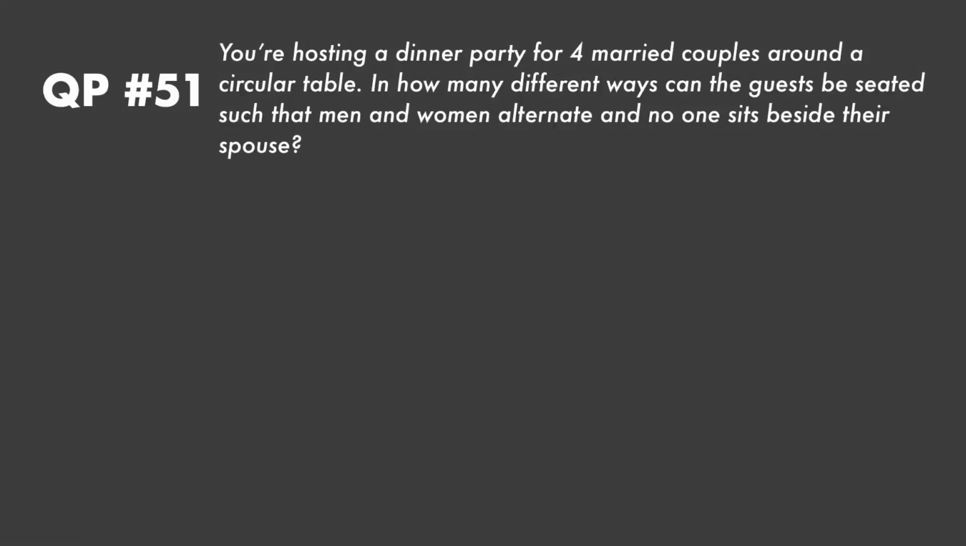Hello everyone, today let's take a look at Quantipus number 51, which is another circular combinatorics question, and it's just going to be a little bit more involved than the last one. It's basically an extension of that. You're hosting a dinner party for 4 married couples, so 8 people around a circular table.